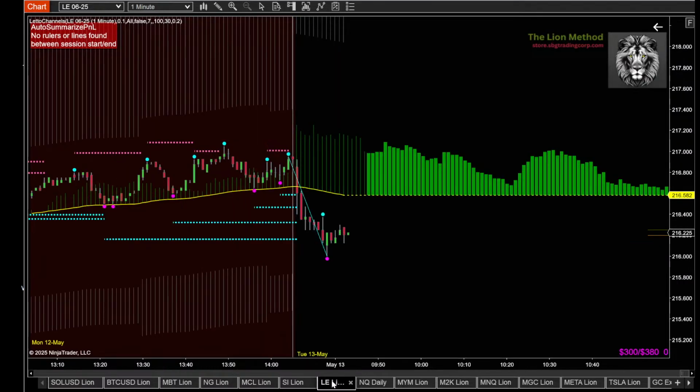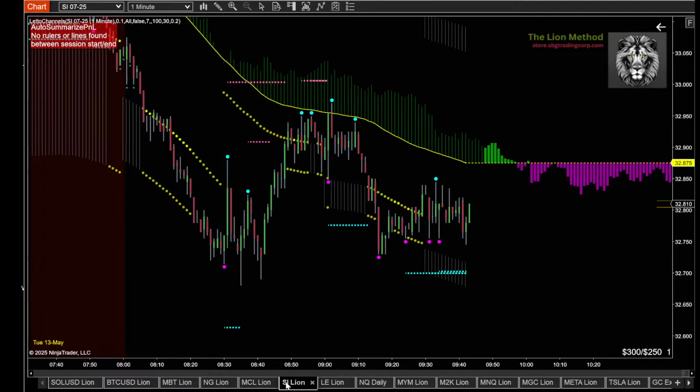All right, well, we're still not doing much anywhere. This would have been a good trend. Well, the green is up, but it would have been a winning trend trade had we taken it.